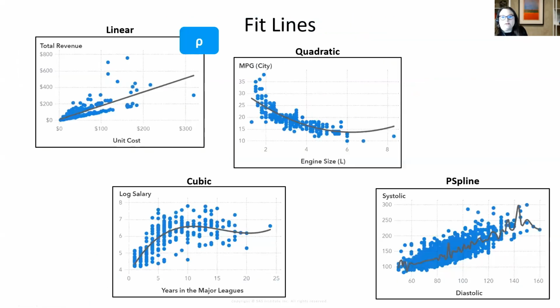We can add fit lines to scatter plots and heat maps, and by default it will plot a linear fit, which would be nice if all of our data was linear. So as unit cost rises, so does total revenue. Unfortunately, not all data fits that. So you do have the option to use best fit, and best fit will then select the most appropriate model and display that fit line. You can see all of our options here.